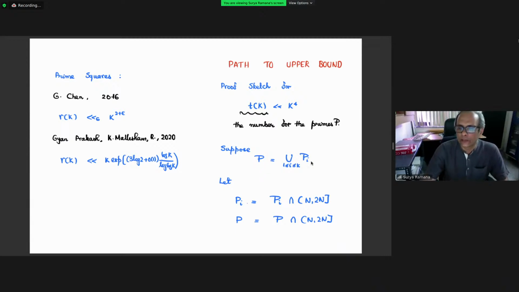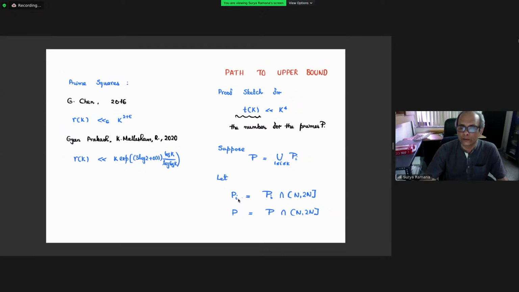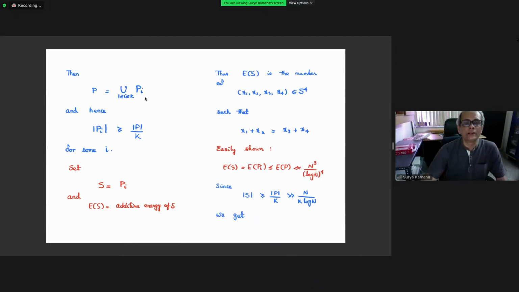So let us suppose that this is a coloring of the primes in k colors. So P is written as a union of k subsets which are disjoint. Now let's take a large integer n, so n to 2n, and consider the intersections of these P_i with this interval and call them the Roman P_i instead of the script P_i. P is the full set of primes in the interval n to 2n. Then P naturally is the union of all these capital P_i. And simply by the pigeonhole principle, there's at least one index i which has more than or equal to 1 by k of the total primes in the interval n to 2n, simply because there are k of them.